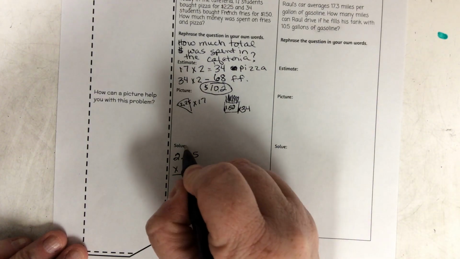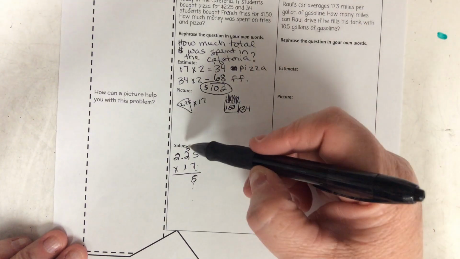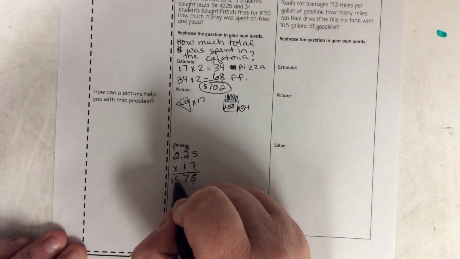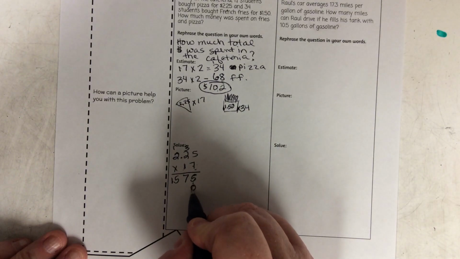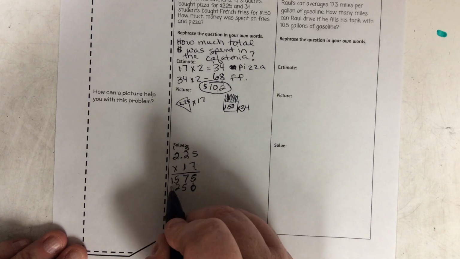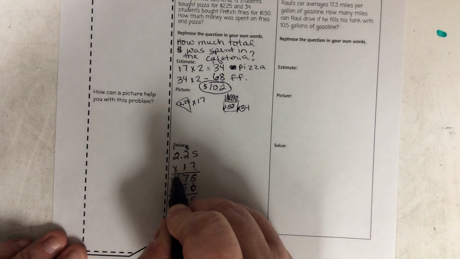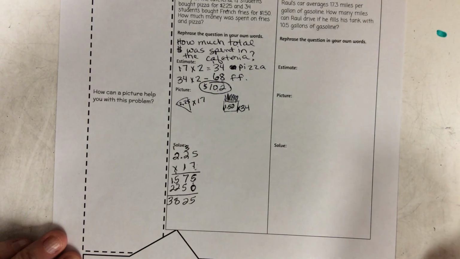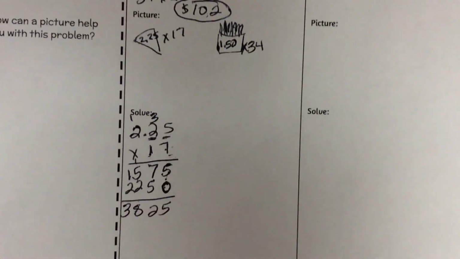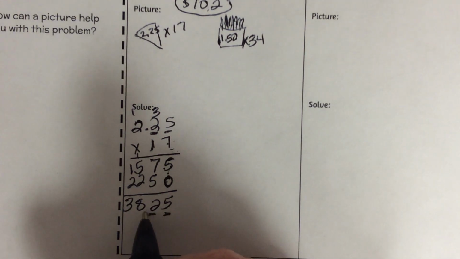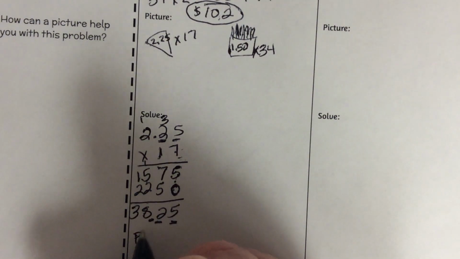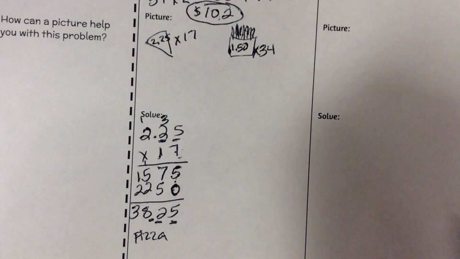7 times 5 is 35. Carry the 3. 7 times 2 is 14, plus 3 is 17. 7 times 2 is 14, plus 1 is 15. So now I'm going to move down here, multiplying the whole bottom row by 10. So 1 times 5, 1 times 2, 1 times 2. I'm going to add them up. Now, I had two decimals in my problem, so I'm going to need 2 decimal places in my answer. And you know what? I had a pretty close answer. I said about $34 was spent on pizza, and we got $38.25. Pretty good, right?